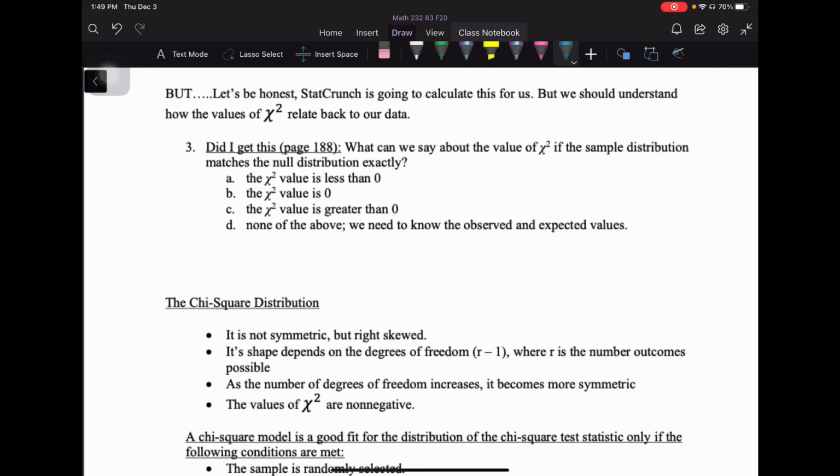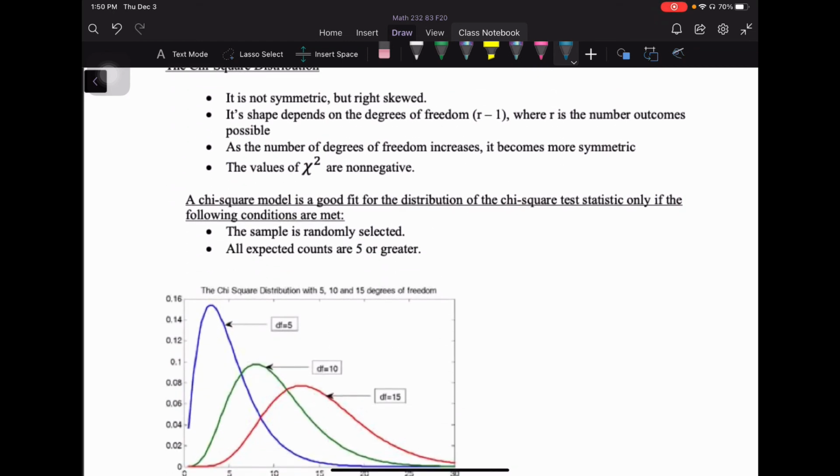A couple of things about chi-squared before we move on, since StatCrunch is going to do this for us. If chi-squared has a large value, there's a lot of variance. But what happens if every value matches what it should? Then our chi-squared value would be 0 because our observed value minus our expected would have no difference. A chi-squared distribution is right skewed. It's not symmetric like the normal model. It starts out heavily right skewed, and then depending on your degrees of freedom, the distribution becomes a little bit more symmetric and shifts to the right.